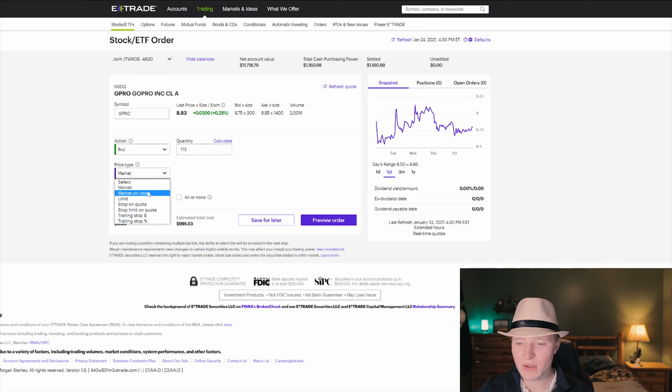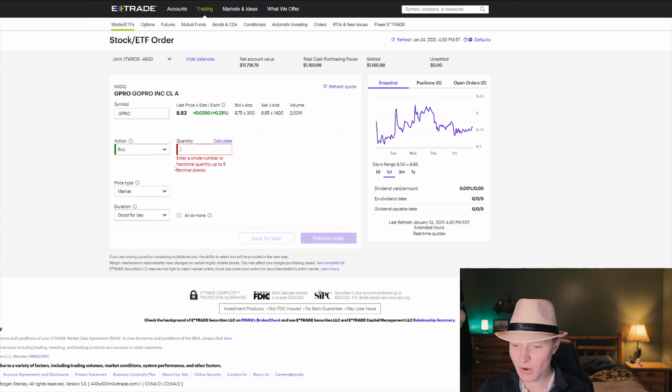Moving on to the market price. Down here we have market, market on close, limit, stop on quote. What does all of this mean? Well, the two you really need to keep in mind are market and limit for buying. A market order will go out to the market and buy at the best available price at current market prices. So if GoPro is trading at $8.83 for one share, it will go and execute the order at $8.83 for one share.